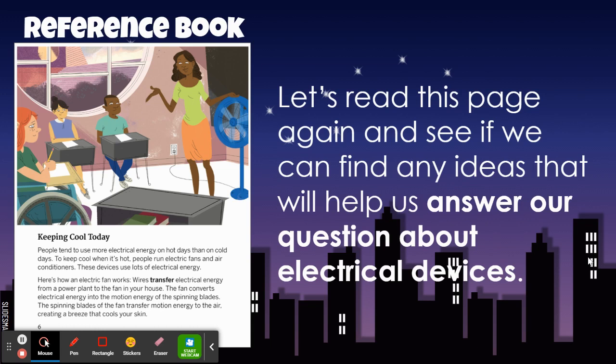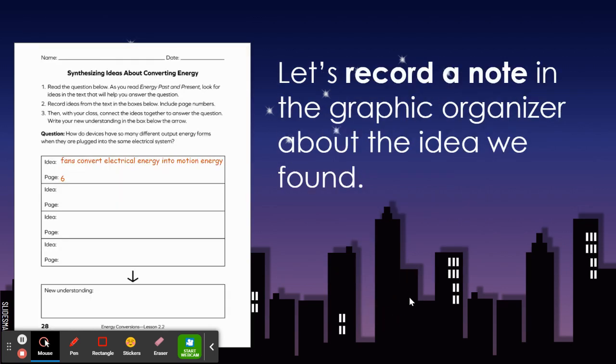So if I'm going back to look at this, I'm going to see that the fan, moving my cursor over it, converts electrical energy into motion energy of the spinning blades. Do you think that example will help us answer the question about electrical devices? Let's go back. Let's look at this question. How do devices have so many different output energy forms when they're plugged into the same electrical system?